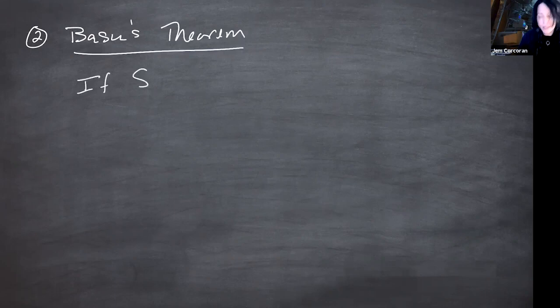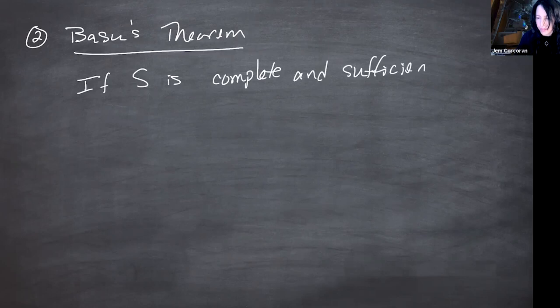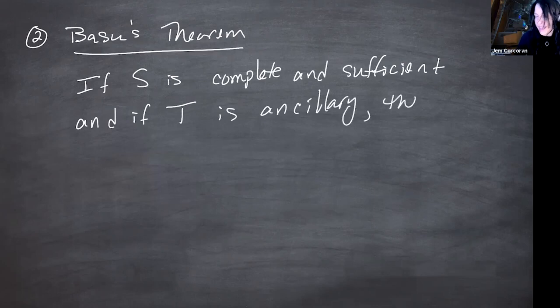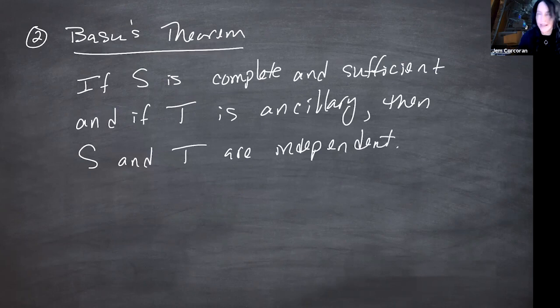What I can give you is a really famous theorem known as Basu's theorem. And it says that if S is complete, so we have to throw completeness in for this to work, and sufficient, if T is another statistic that is ancillary, then S and T are independent. So to get this kind of converse of the previous theorem, I did need to add in completeness.